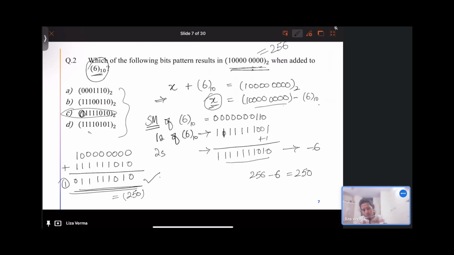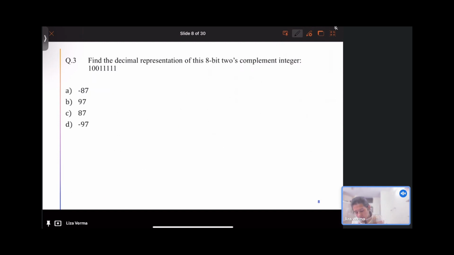Okay, so let's move on to the next question. What is the decimal representation of the 8-bit 2's complement integer? So given here is the 2's complement of some integer, and we want to find its decimal representation. So we know if this is a 2's complement of some number, we'll have to take 2's complement again to get back the original number, right?